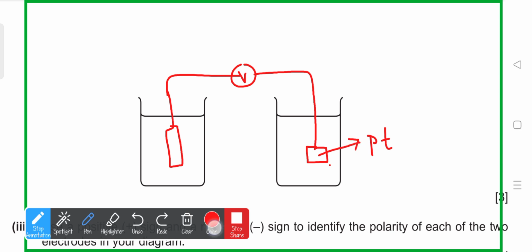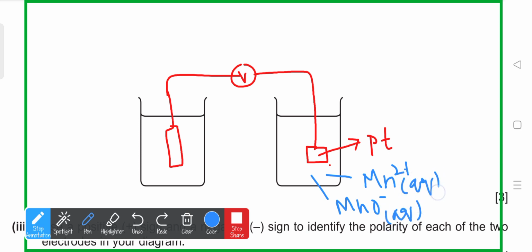And we have Mn2+ ions here, and we have some MnO4 minus ions. They are aqueous, so you can write aqueous here. On this side we have magnesium, because magnesium exists as a solid metal, so its electrode will be in the left hand side half cell. And we have Mg2+ ions here.